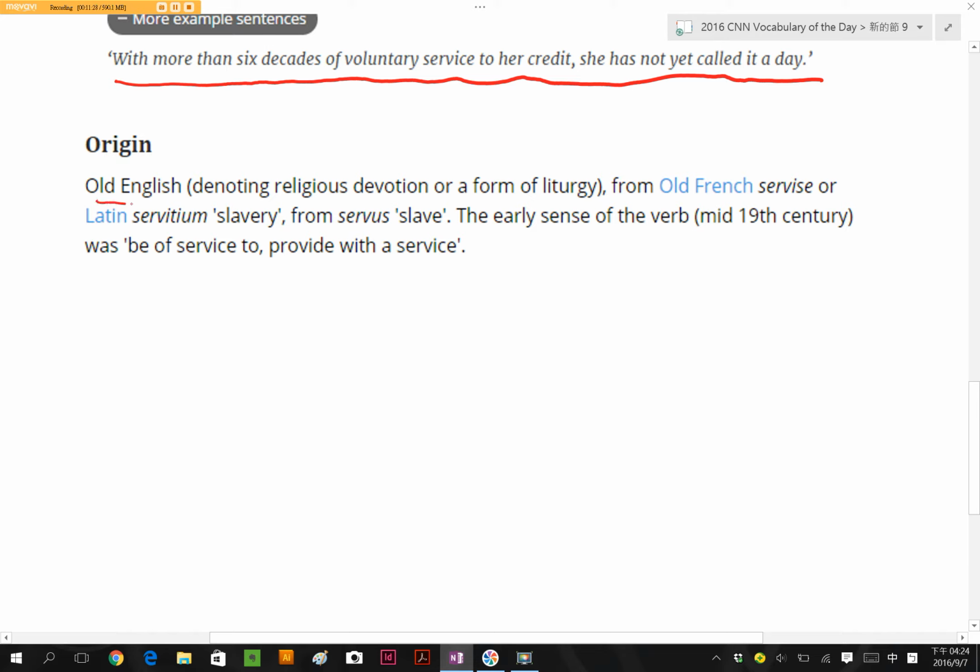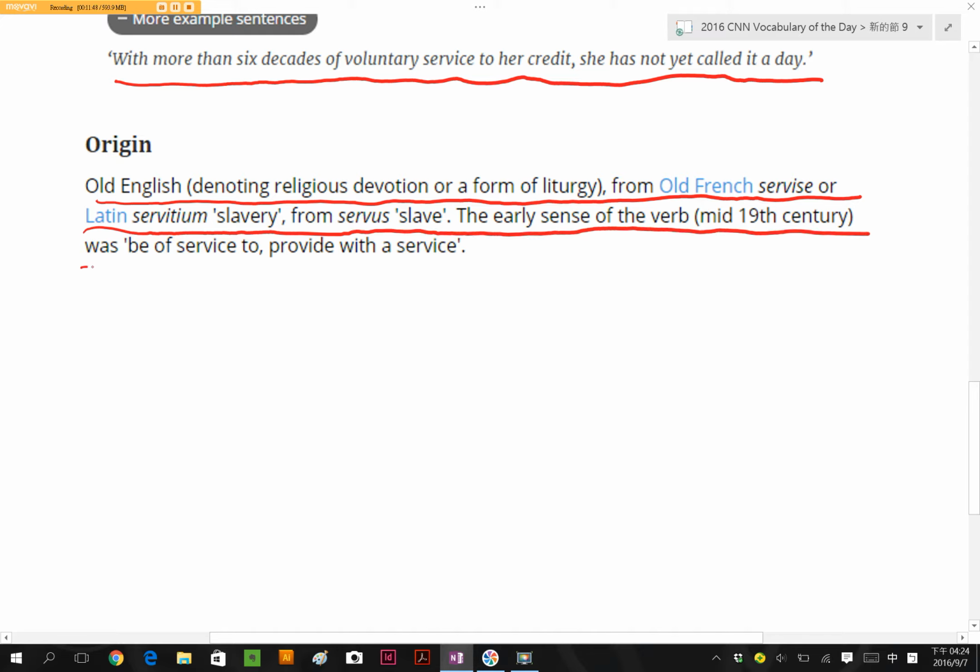Origin. Old English denoting religious devotion of a form of liturgy from Old French service or Latin servitium. Slavery, from servus, slave, the early sense of the verb meet 19th century was be of service to provide with a service.